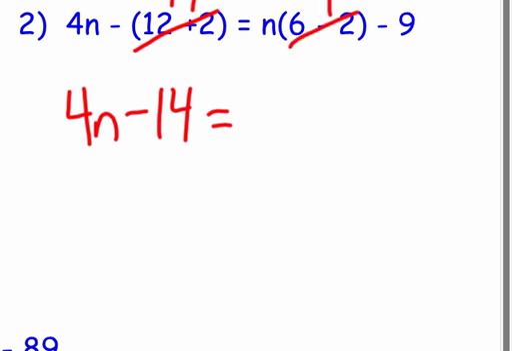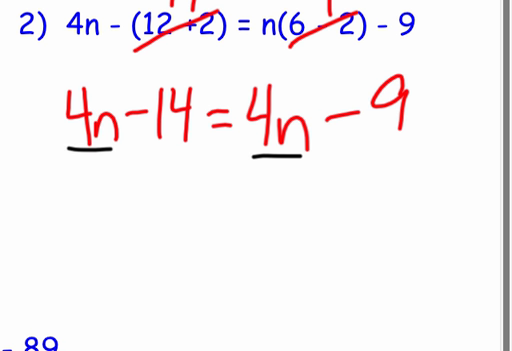So I got n times 4. Well, I don't want to write it as n times 4. Anytime we have a variable times a number, we always write the number first and just put them together, right? 4n. And we still have our minus 9 out here, so let's bring that down, minus 9. Well, what do we notice about the left and right side? They both have a 4n, and one says minus 14 and one says minus 9.